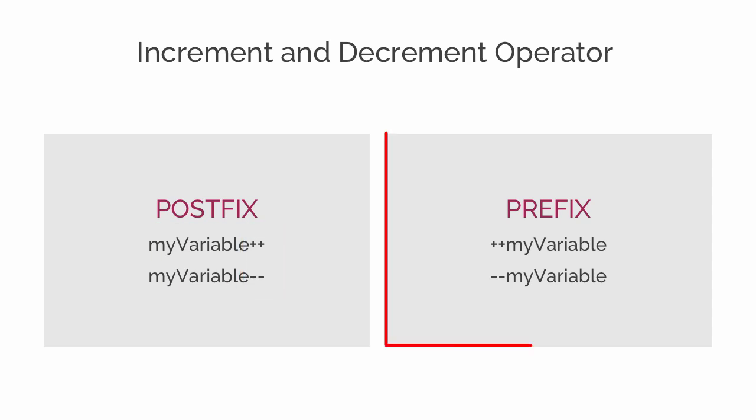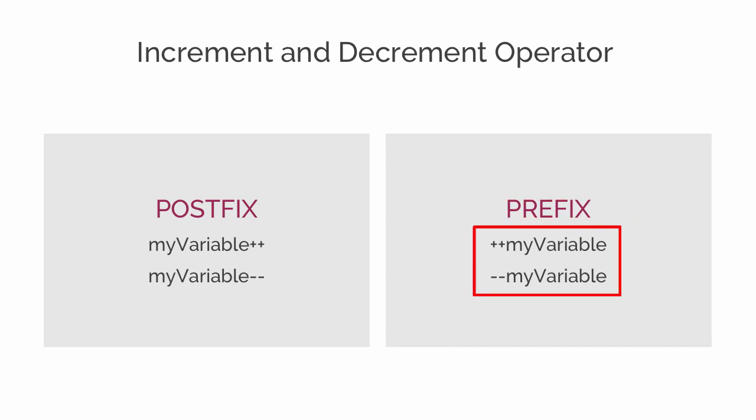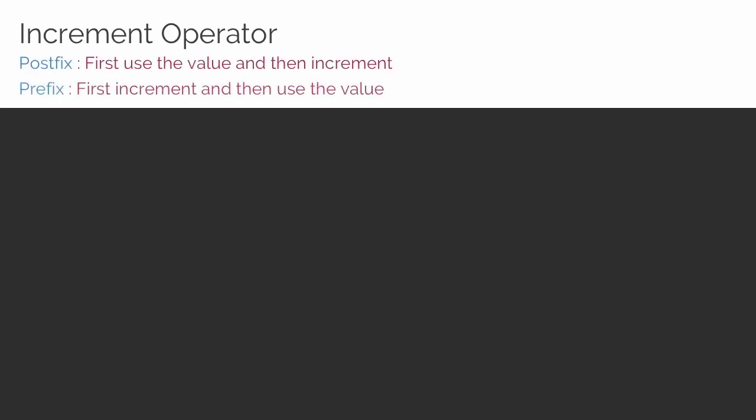Whereas on the other hand, the prefix operators are appended at the very beginning of the variable name, like you can see here: plus plus and minus minus. So how does it actually work? Let us explore the increment operator first, which is subdivided into the postfix and also the prefix. The postfix implies that first use the value and then increment the value, but the prefix means that first increment the value and then use the updated value.